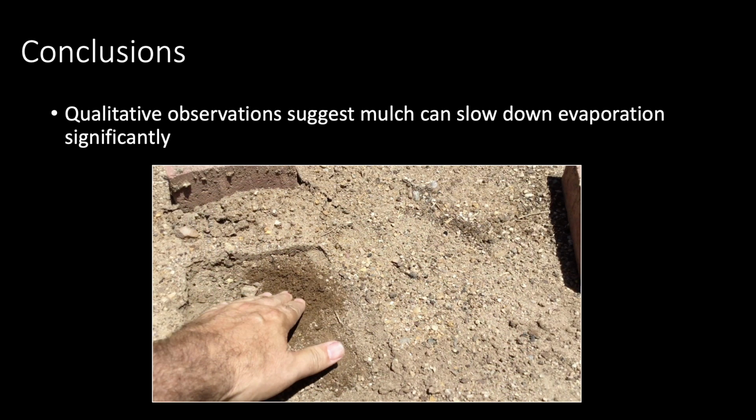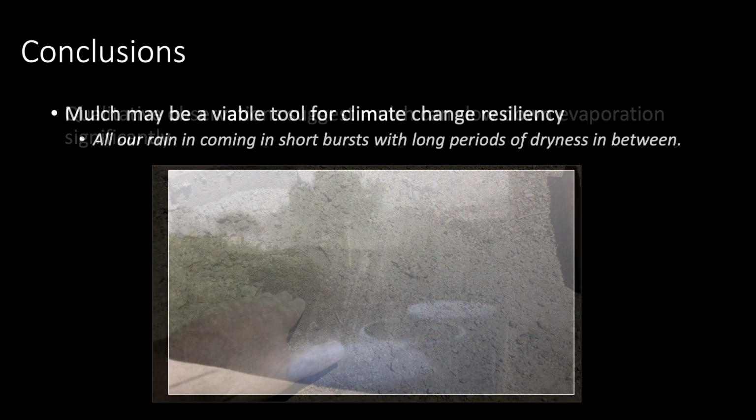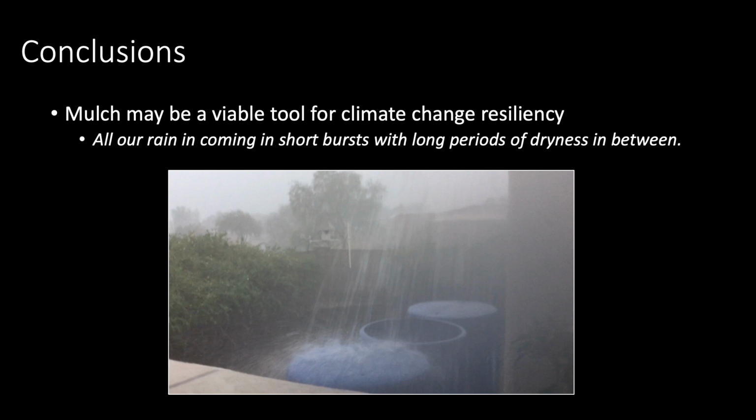Specifically, qualitative observations suggest that cover generated by mulch can slow down evaporation significantly over time. And since our storms in Tucson are now much more intense and farther in between, mulch can help us build climate change resiliency by helping us better store the precipitation associated with those infrequent, intense events for longer periods of time, which is something I'll try to better approximate moving forward.